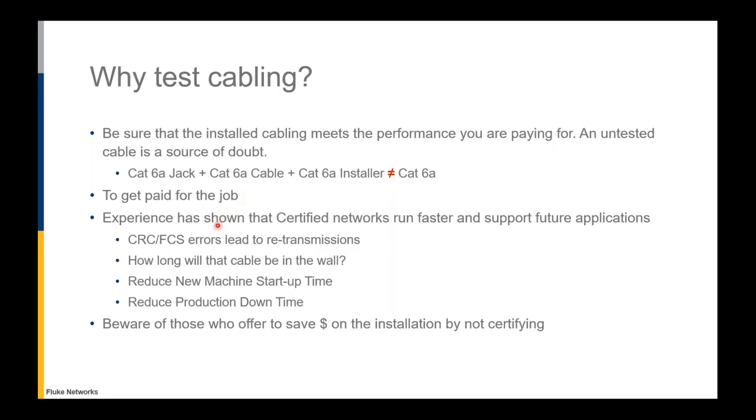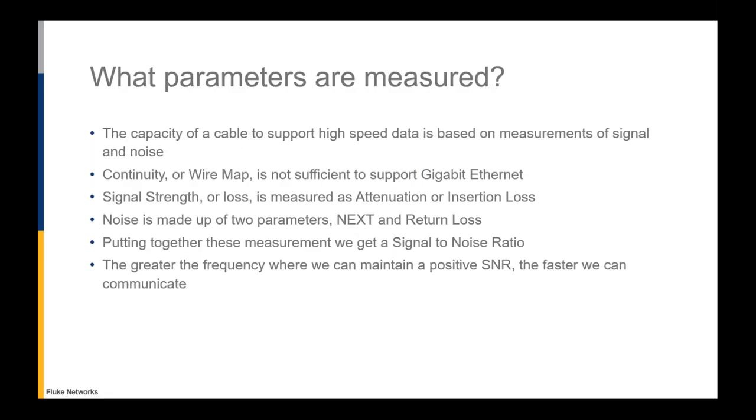Experience shows us that certified networks run faster, with fewer errors. The cabling is going to be in the wall as long as 20 years. When you are installing a new machine, it can reduce the startup time. It's terrible to build a machine, take it out to the site, and find out the local network is not adequate to support it. And of course, if anything's down, let's get it back up. And finally, I throw out this caution. Beware of people who offer to save money by not certifying. This cable is so good, it doesn't need to be tested. If that cable was so good, show me, test it. It's not that we doubt, well, we doubt.